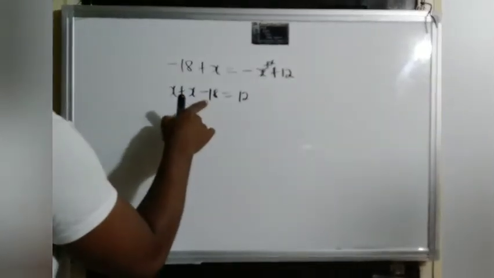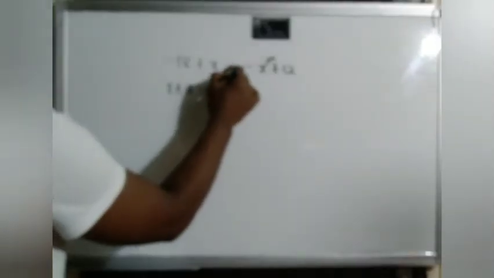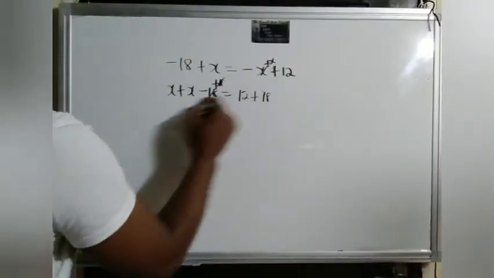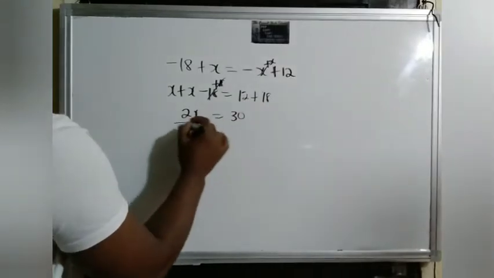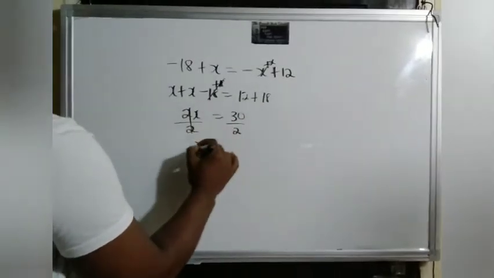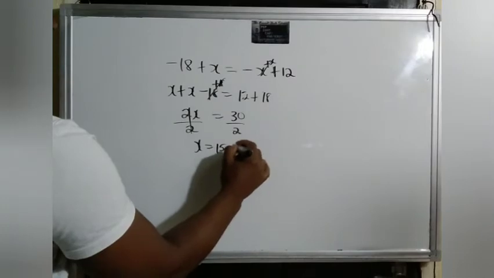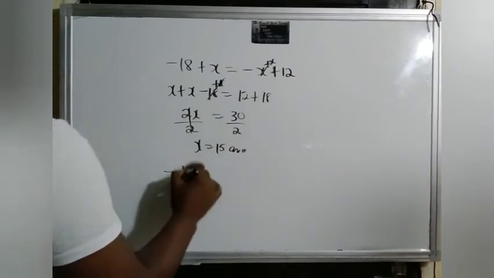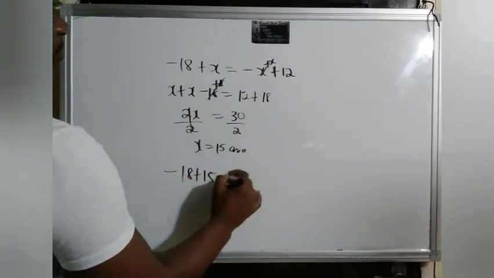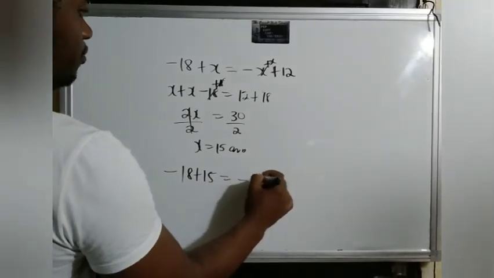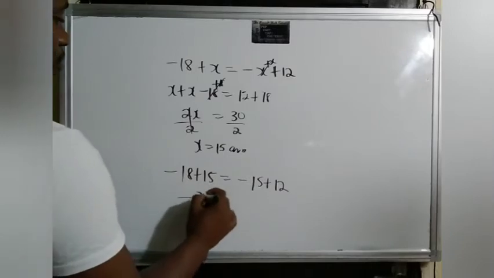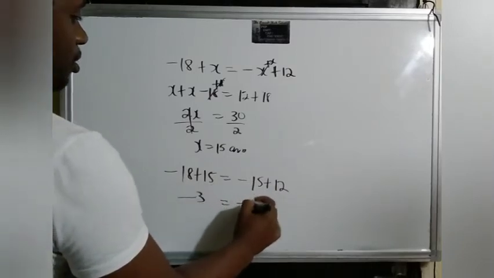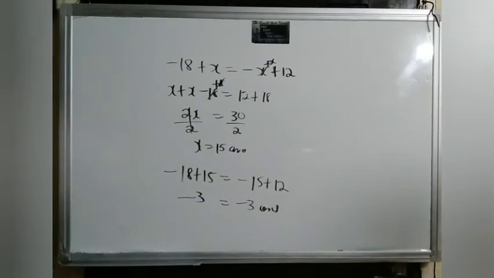Now we need to get rid of this 18. So we take the inverse, which is plus. So we're left with 2x is equal to 30, divided by 2. So x is equal to 15. Let us check if it's correct. Negative 18 plus 15 minus 15 plus 12. This gives us negative 3 and this negative 3. So it is indeed correct. Always check if it works out, alright?